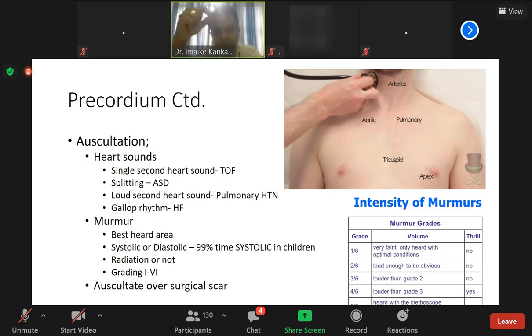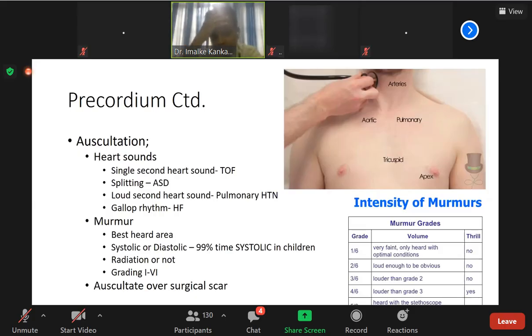Splitting, fixed splitting is something which you all can appreciate. At your level, you should be able to appreciate fixed splitting, right? If you can't listen to split, you can just go through Google and listen to these different murmurs, right?